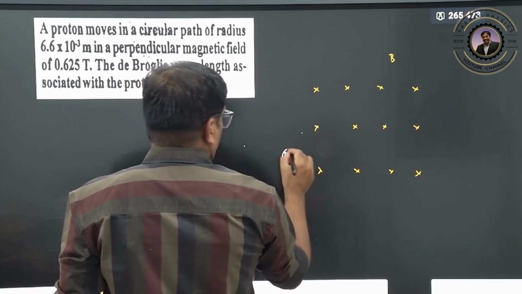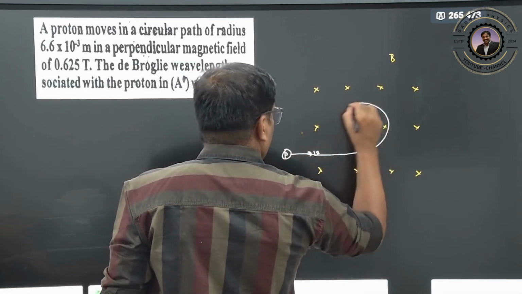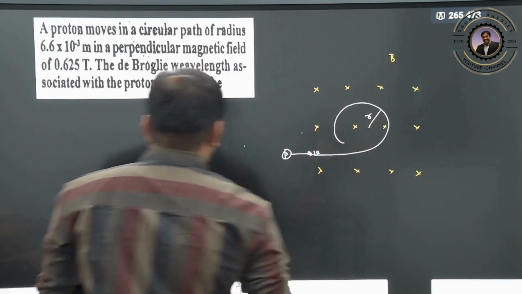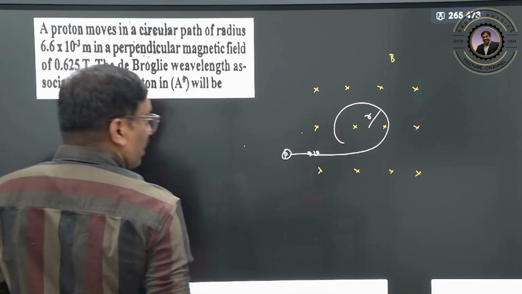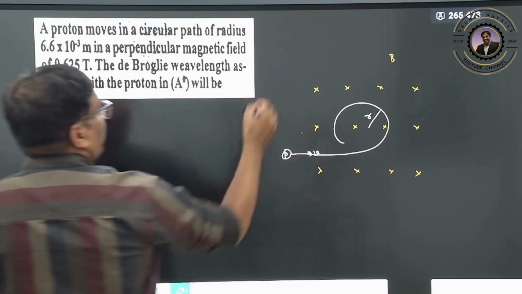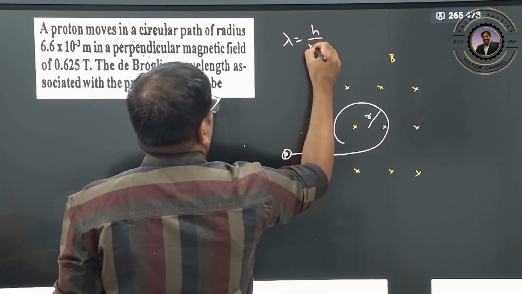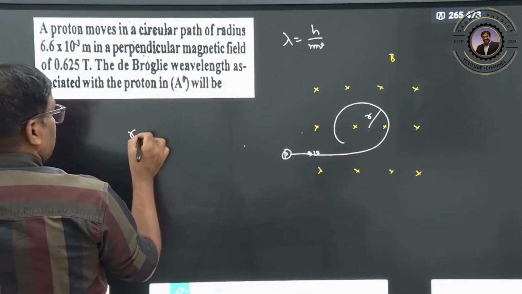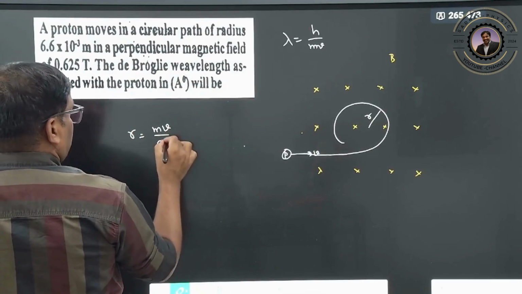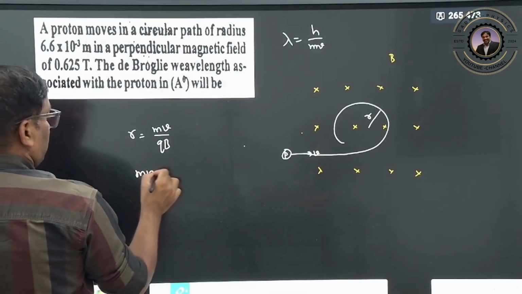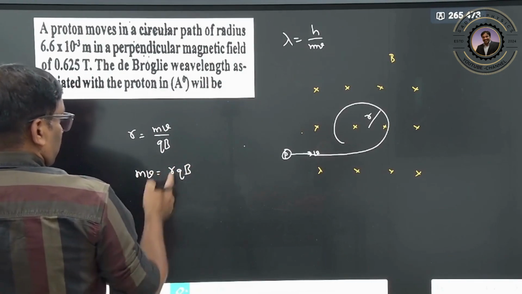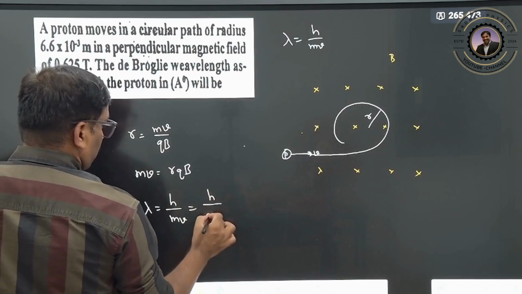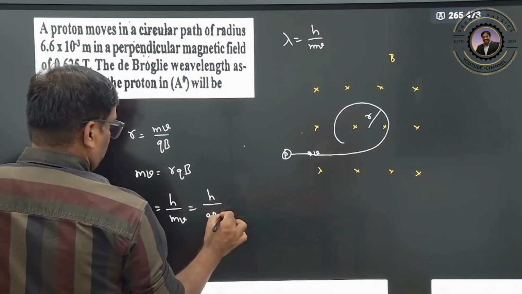Therefore, the proton is going with one velocity, so it will take a circular path. He is asking about the radius, but we want to calculate the velocity, and with that we calculate the de Broglie wavelength. What is the formula? h by mv. We know the radius is equal to mv by qB, so mv is equal to r into q into B. Therefore, the de Broglie wavelength can be written as h by mv, that is h by qBr.